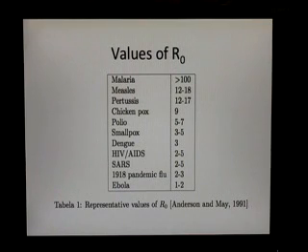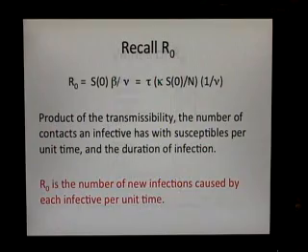Now you'll notice, okay, so here's a quiz. You'll notice that smallpox has an R naught of about 3 to 5, and that HIV/AIDS has an R naught of about 2 to 5. So they have the same R naught. Does that make sense?